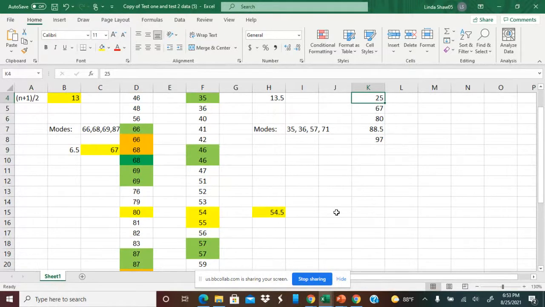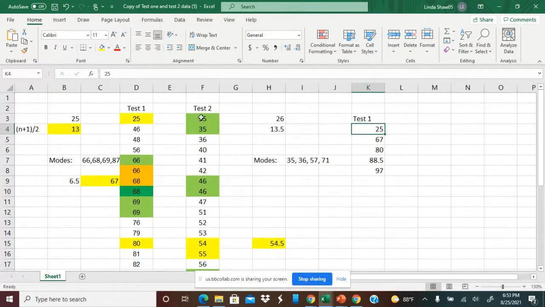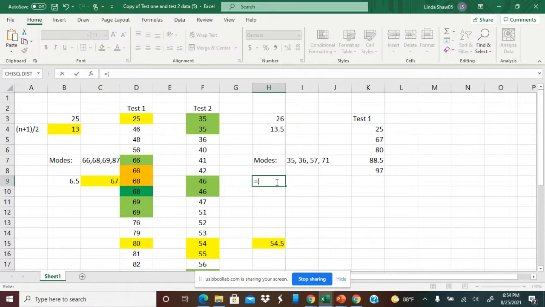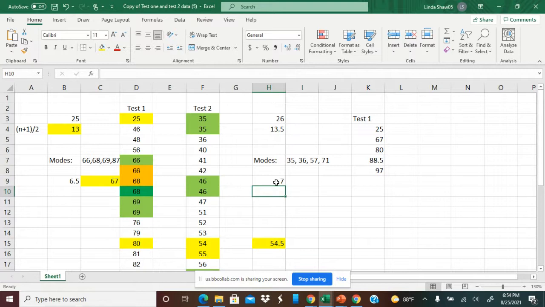Okay, let's do the other one, because it's got a different number of data points. Did you already do the other one? You didn't do test 2 yet. So for test 2, we had 26 data points, so that means there are 13 in each half. Now to figure out my midpoint, I'm going to do 13 plus 1 divided by 2, and that tells me to count down to the 7th spot. Starting up here, I go 1, 2, 3, 4, 5, 6, 7. So this 46 is my first quartile. I'm going to highlight that in yellow, and just for the record, that 35 was my minimum.